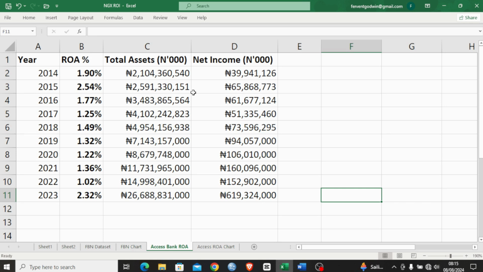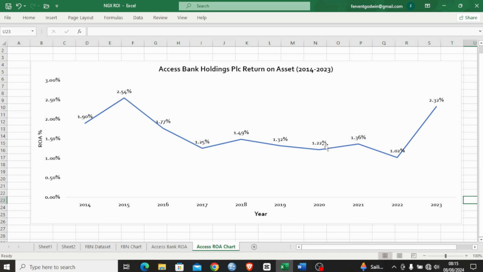To get this metric, we see that for 2014 it was 1.9%, for 2015 2.54%, and for 2020 it's 2.32%. To obtain this value, we simply divide the net income by the total assets, and then we get this percentage. That's how we did this for the whole 10 years. So just divide the net income by the total assets, and then you get the return on assets. And that's how we arrived at this beautiful chart that you see here on your screen.